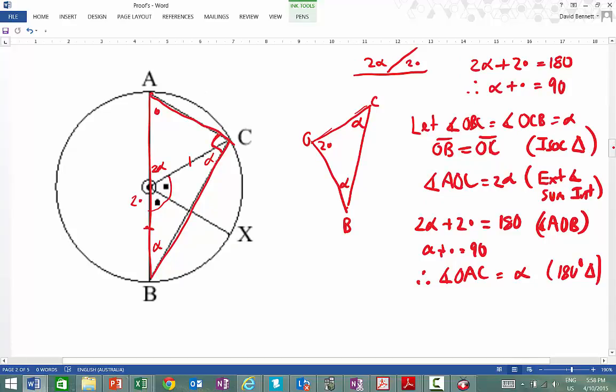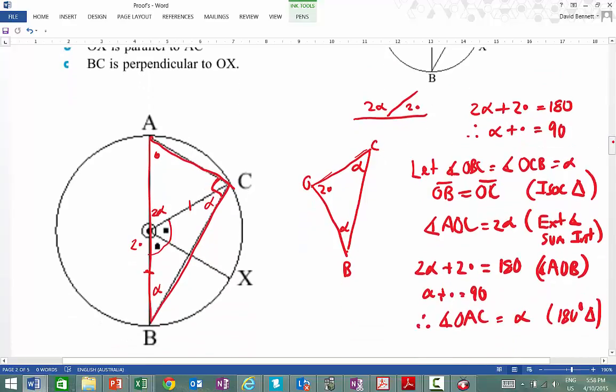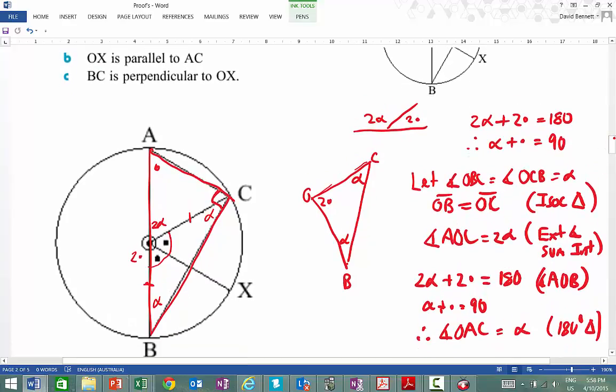Now the second part of this is actually a bit trivial now. OX is parallel to AC. Right? So if those two things are parallel, they have to be, because they are what we call corresponding angles. So I'm not going to write that down, but that's what you need to talk about, those being corresponding angles.